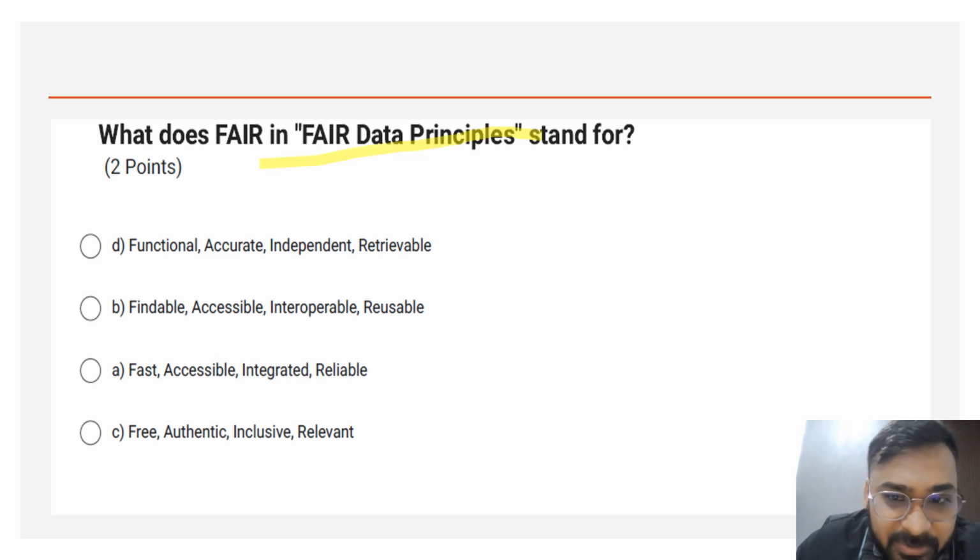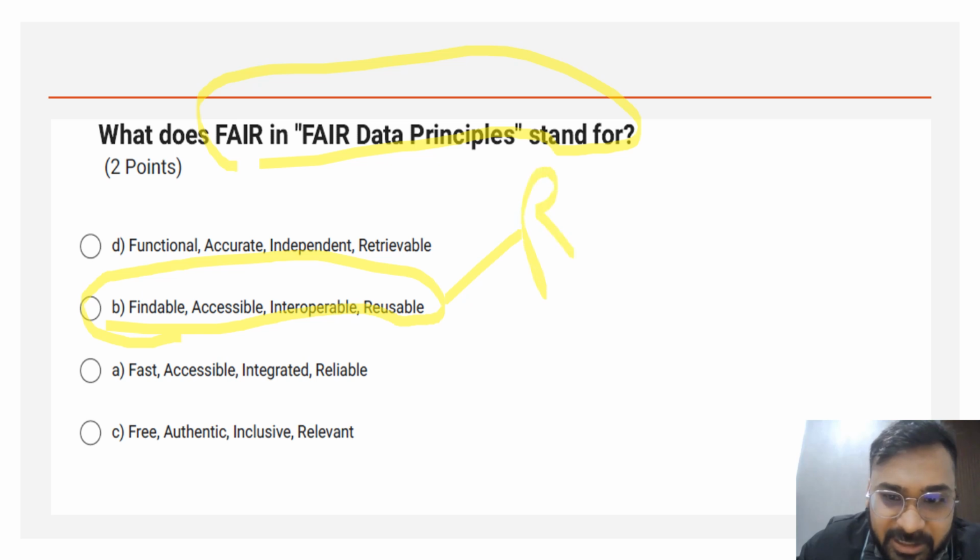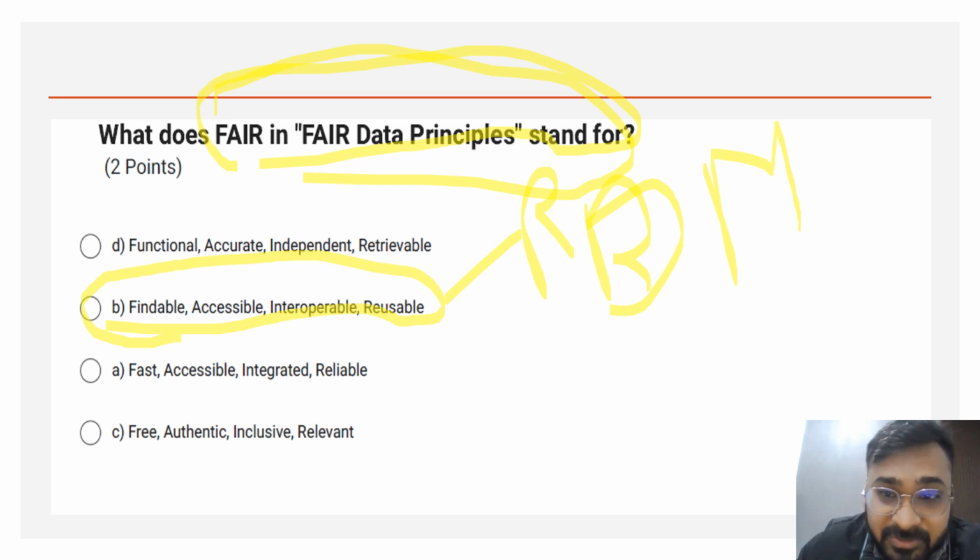What does FAIR data principle stand for? FAIR means findable, accessible, interoperable, and reusable. That is also important. That is related with RDM, research data management, where this principle is really important, whether we are following that or not. Findable means it should be easily findable. Accessible means it is accessible, and interoperable means the data should be interoperable with each other, and reusable, it can be reused again and again. If I have published a paper, I have generated data, so it can be used by somebody else. And the citation, of course, I'll get the citation.